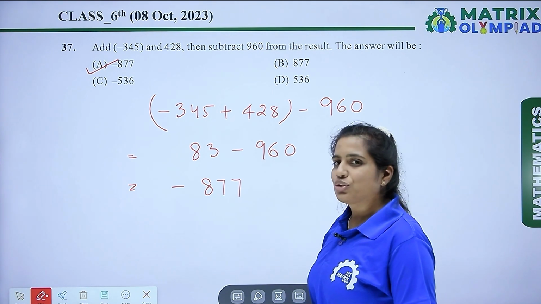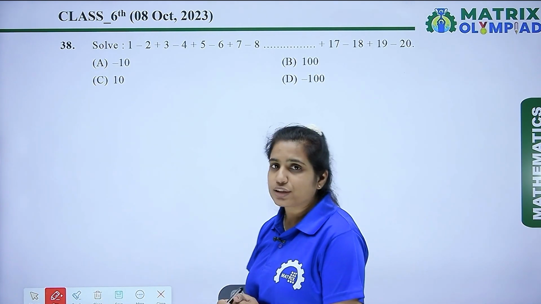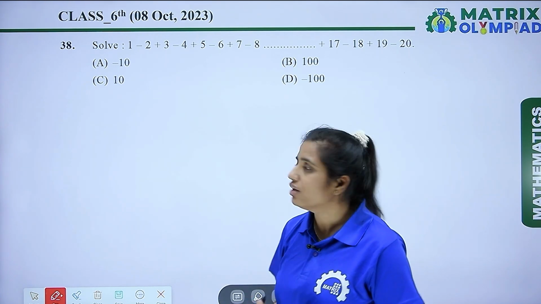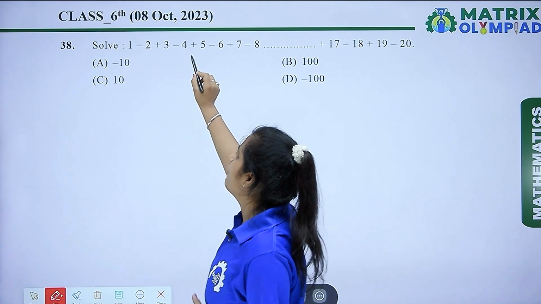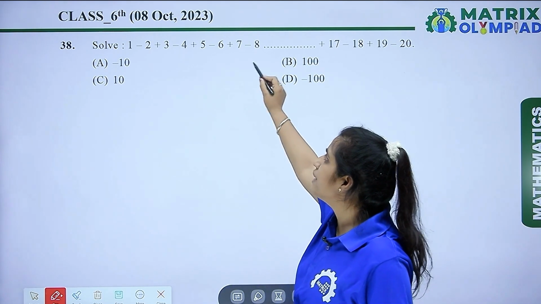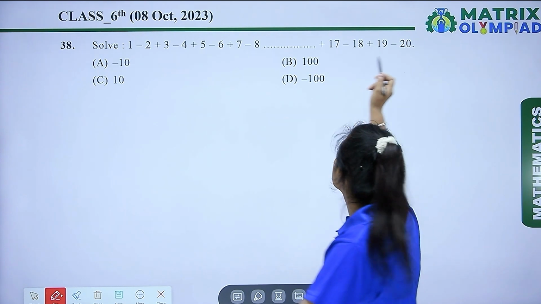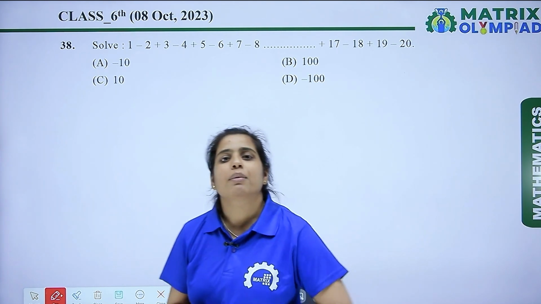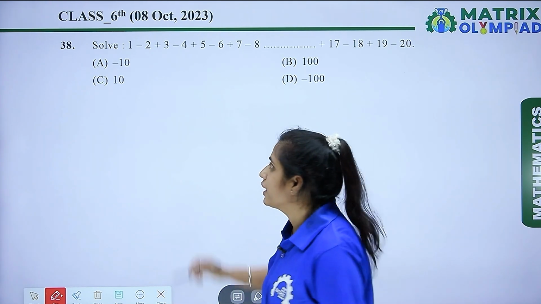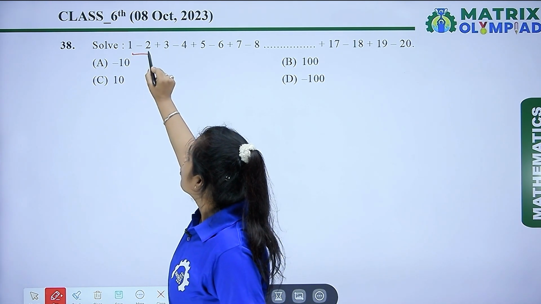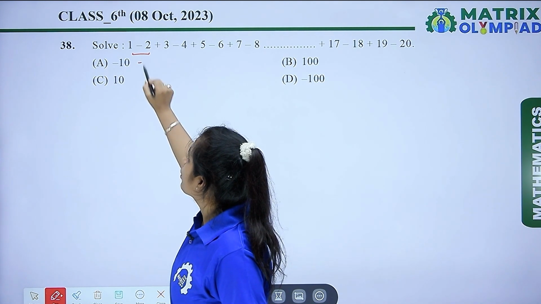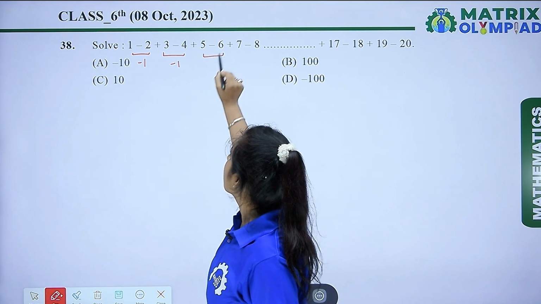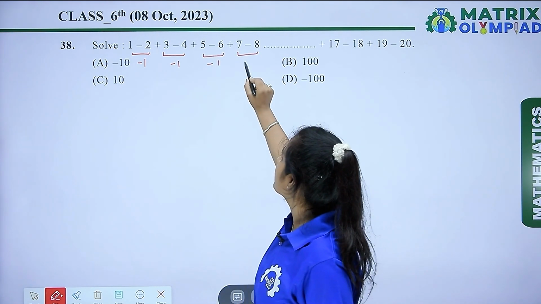Now the next question. Now let's start the next question. That is question number 38. Now in this question we have to solve 1 minus 2 plus 3 minus 4 plus 5 minus 6 plus 7 minus 8 and so on, plus 17 minus 18 plus 19 minus 20. यहाँ पर आपको क्या करना है? दो के ग्रुप बनाने हैं. 1 minus 2 का एक ग्रुप हो गया. सेम 3 minus 4 is -1, 5 minus 6 is -1, 7 minus 8 is -1.